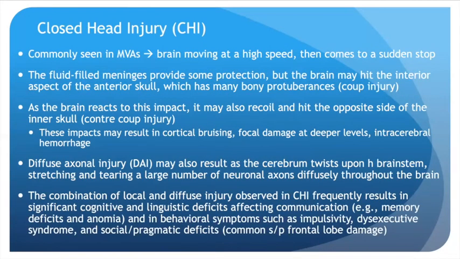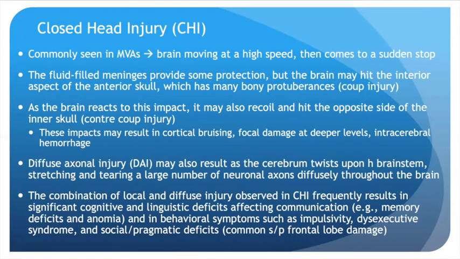So closed head injury. This is commonly seen in motor vehicle accidents. So the brain is moving at a high speed, then comes to a sudden stop. The fluid-filled meninges provide some protection, but the brain might hit the interior aspect of the anterior skull, which has many bony protuberances. And this is referred to as the coup injury. It's that first injury when the brain hits the inside of the anterior portion of the skull. As the brain reacts to this injury, it might also recoil and hit the opposite side of the inner skull. And that's a counter coup injury.